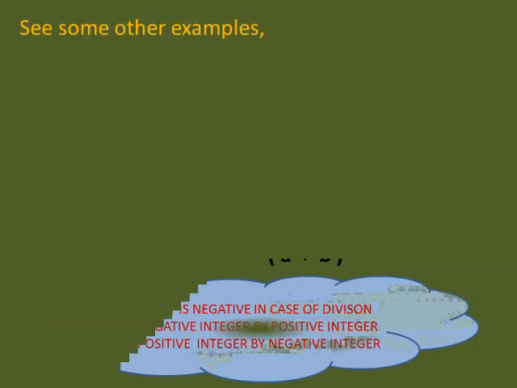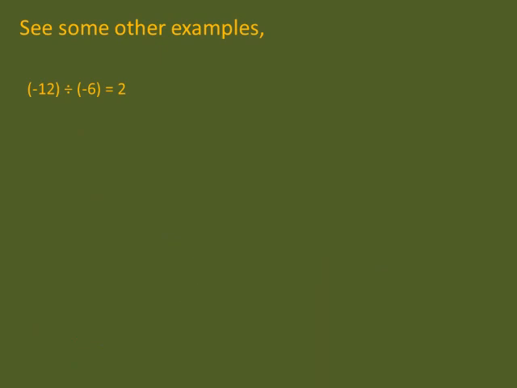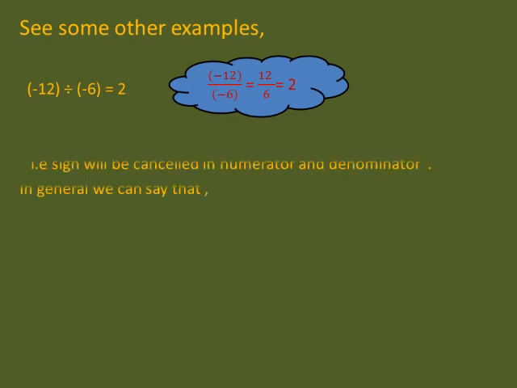Now see some more examples. Minus 12 divided by minus 6 gives 2. Here, the numerator is also negative and the denominator is also negative. When the numerator and denominator both are negative, then the signs are cancelled out and we get a positive quotient.